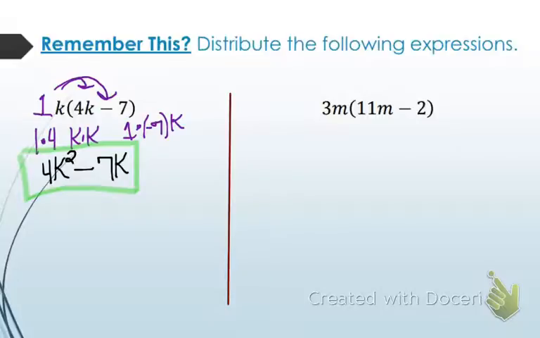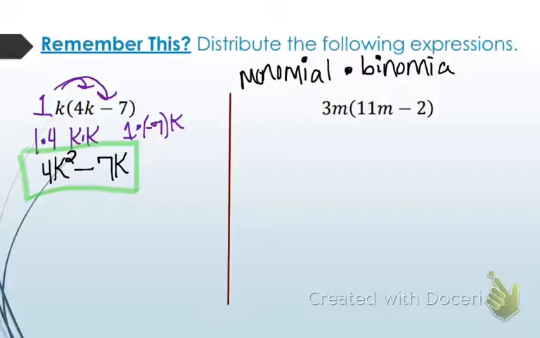Okay, so the next one, again, we have a monomial times two terms, which is a binomial, so I'm going to write it down. Monomial. So we have this outside term multiplying what's inside, and we're going to take care of this term times the first term from inside the parentheses. Okay, so this is saying 3 times 11 and m times m. So 3 times 11 we know is 33.